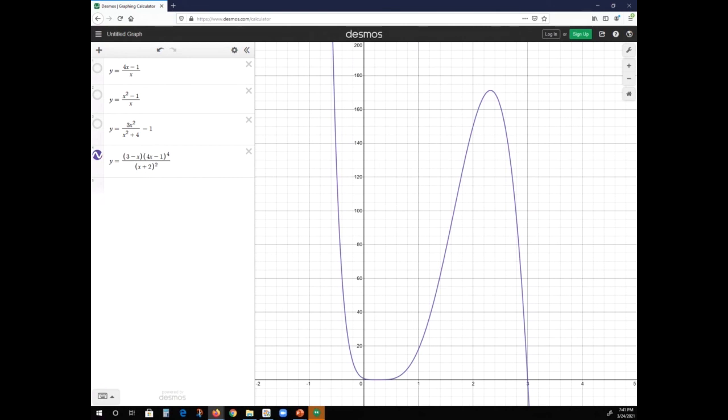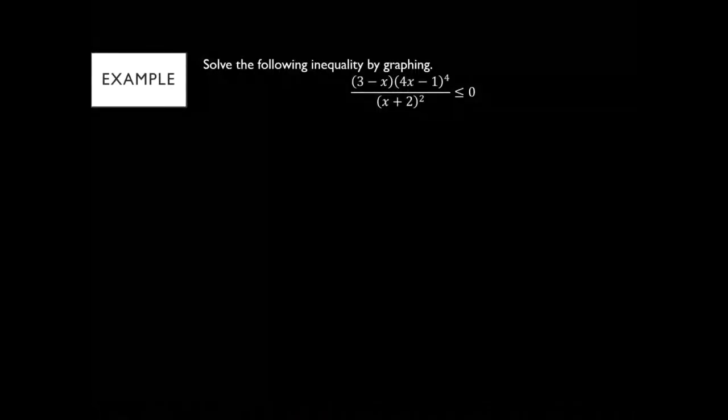It actually comes out to be a polynomial when you simplify it because there are no vertical asymptotes, but it is still considered a rational function because it is still in fraction form. So in order to figure out, if I go back to our problem here, we want to know where we are less than or equal to 0.